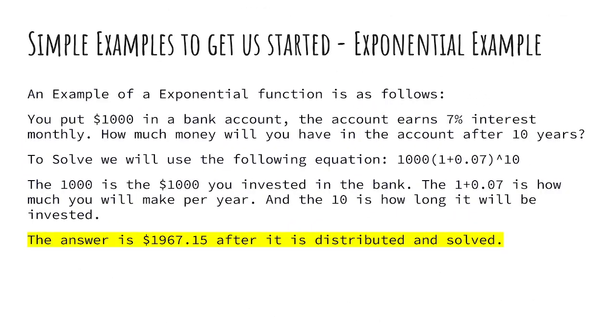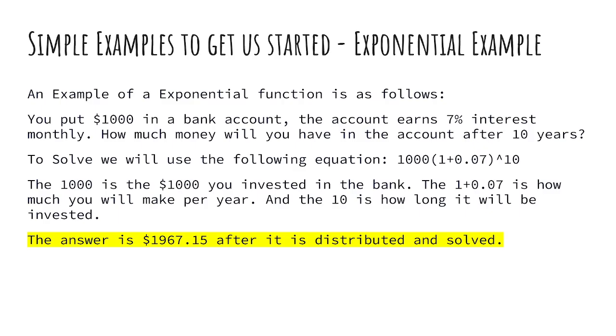An example of an exponential function is as follows. You put $1,000 in a bank account. Your account is going to earn 7% interest annually. How much money will you have in your account after 10 years? To solve this, we will use the following equation: 1,000 times (1 plus 0.07) to the power of 10. The 1,000 is the $1,000 you invested in the bank. The 1 plus 0.07 is how much you will make per year. And the 10 is how long it will be invested.